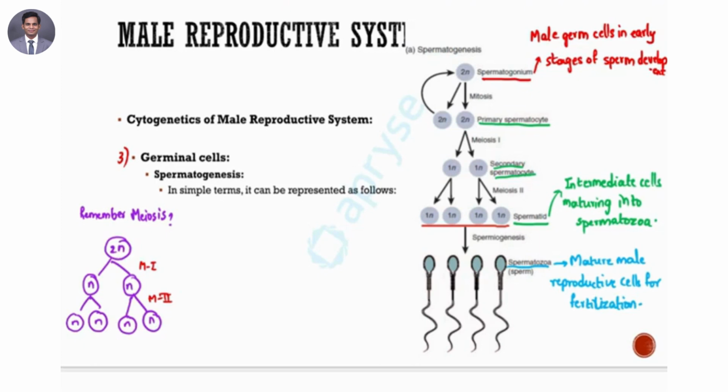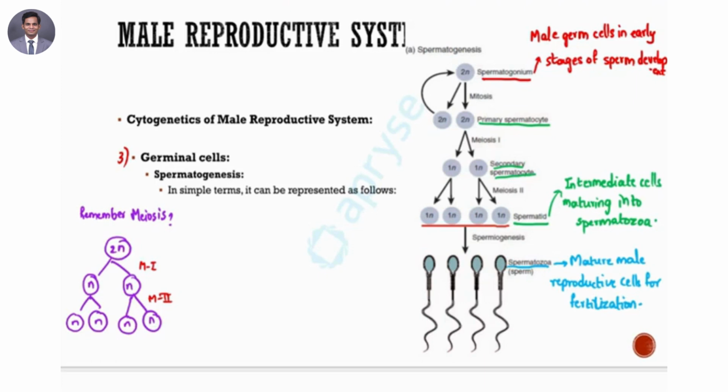To summarize again, this process of spermatogenesis begins with the proliferation of the spermatogonia, and then there is formation of primary spermatocytes through meiosis stage 1. Then through meiosis stage 2, it yields 4 spermatids, if you can see here.